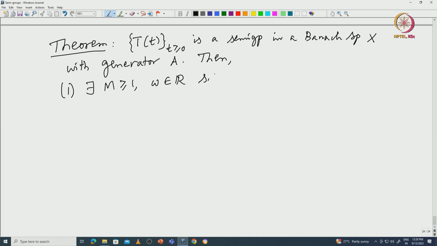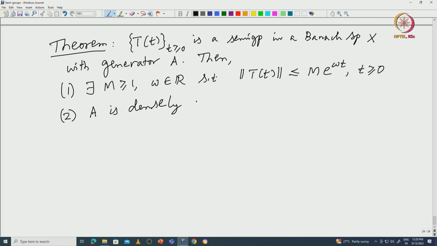such that norm of T(t) is less than or equal to m e to the omega t, t bigger than or equal to 0. And then the generator A is a densely defined closed operator.